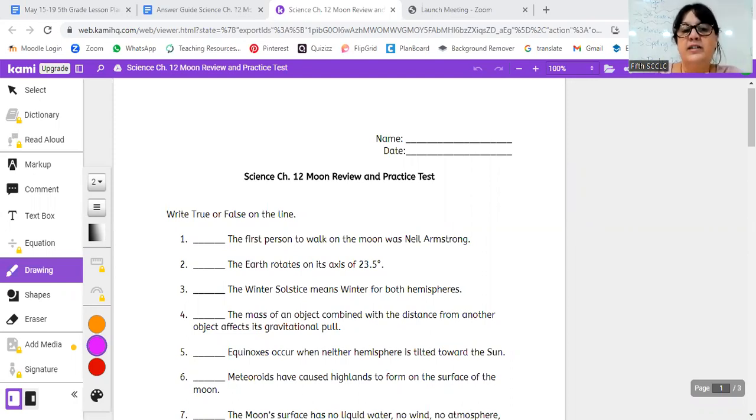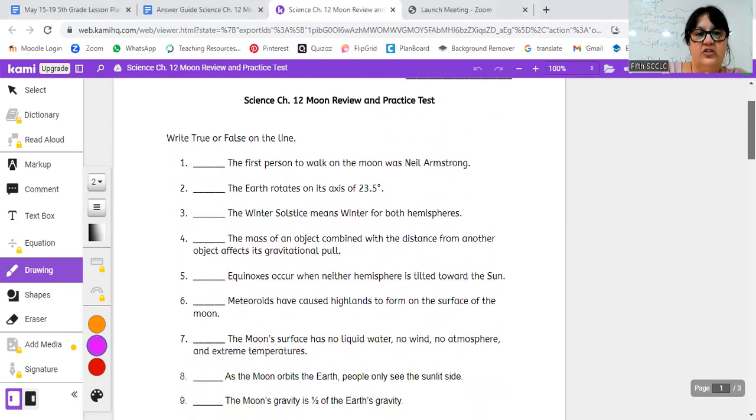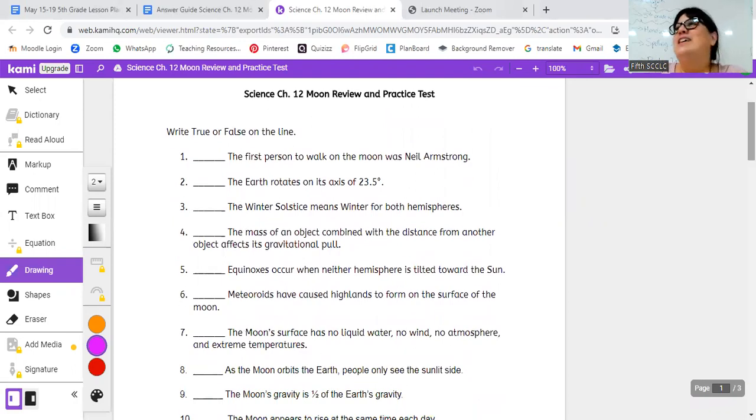We're gonna do our science chapter 12 moon review practice test. The first part of this practice test are true and false. These are the exact same questions that are on your test in a different order. So do not memorize the order. Memorize the answers. Okay? Jihoon, you said you know.